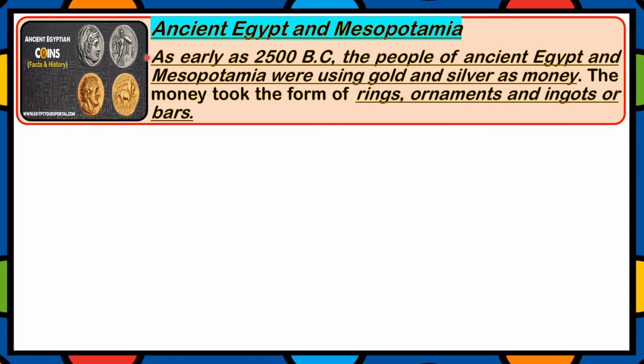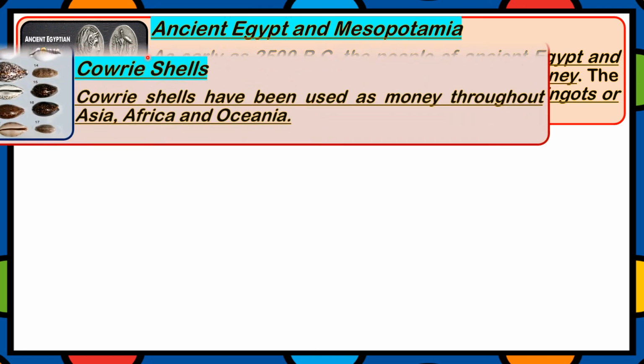When you say bars, class, the gold bar. Rings, we now use rings as ornaments in our body, class. And ornaments, we have bracelets and necklace. So these ornaments before were used as money in the ancient time in Egypt and Mesopotamia.